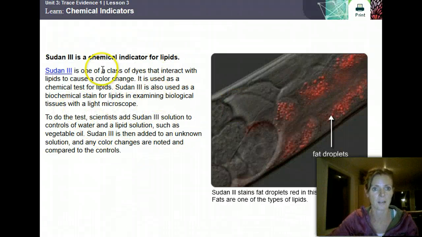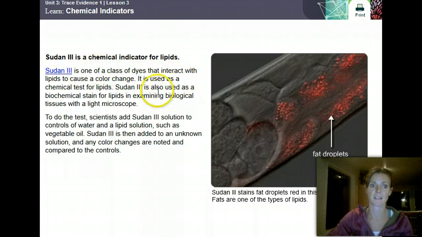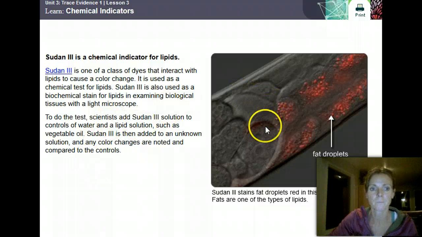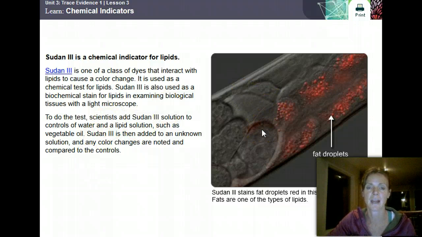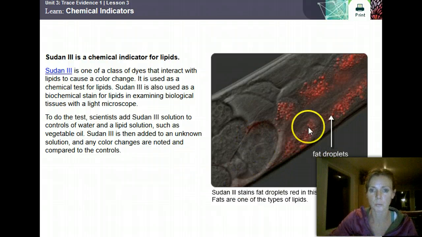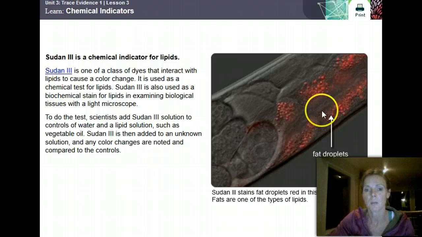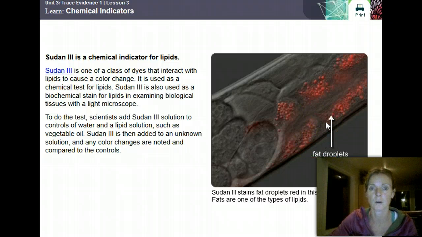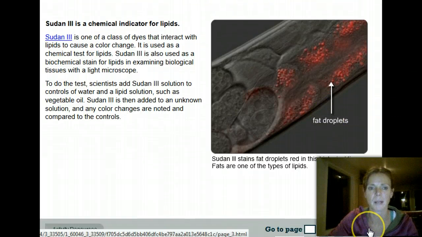You need to understand, it's a class of dyes that interact with lipids to cause a color change, and it'll talk a little bit more about that. So when you add Sudan 3, if this substance has fat in it or lipids, it will turn this reddish color. Obviously, if added to water, this is actually a kind of a reddish color already, so it'll just be kind of a lightish red. But you will know the difference when the lipids are there. The actual positive test will be kind of a bright red.